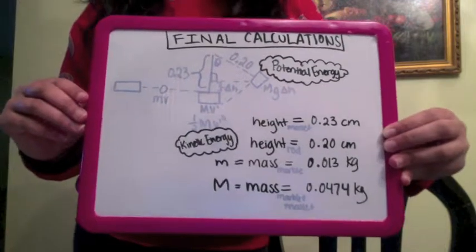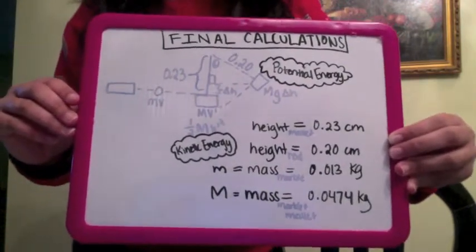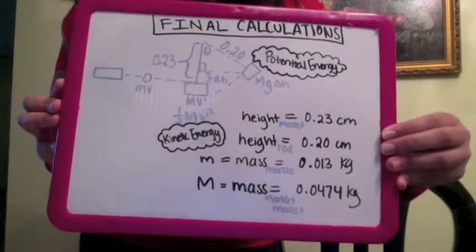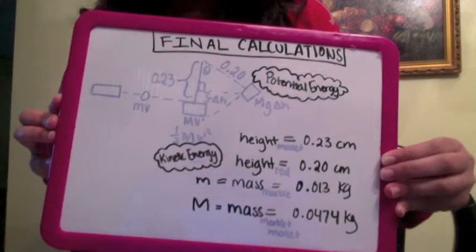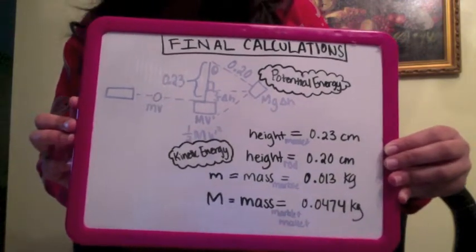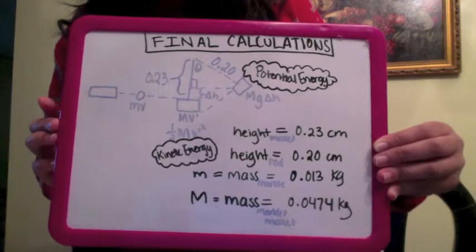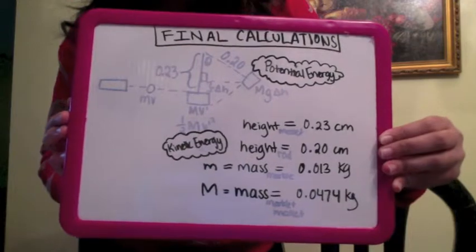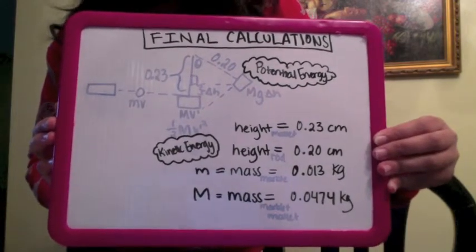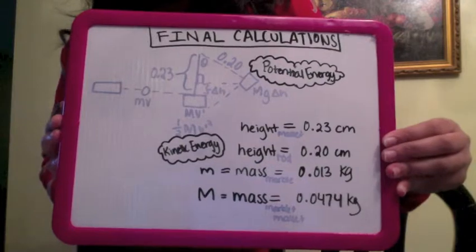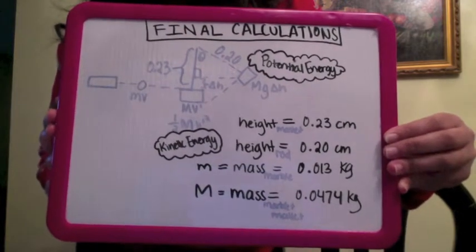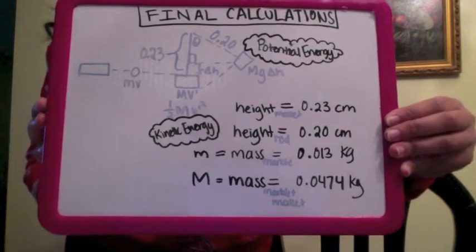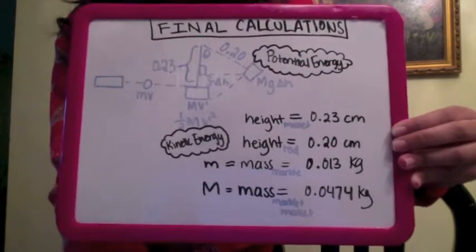In this video, the first thing we did was list the values that we will use to calculate the initial velocity. Using a ruler, we found that the height of the mallet is 0.23 centimeters and the height of the rod is 0.20 centimeters. Using a triple beam balance, we found two masses. The first mass is the mass of the marble, denoted by little m, which is 0.013 kilograms. The second mass is the mass of the marble and mallet system, denoted by big M, which is 0.0474 kilograms.